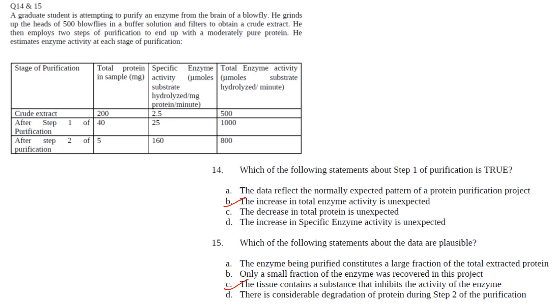Okay, the tissue contains a substance that inhibits the activity of the enzyme. That is why you got first around total enzyme activity as 500 and then it increased. That means that inhibitory compound was removed after the first purification step. That is why enzyme activity increased. So the tissue contains a substance that inhibits the activity of the enzyme is correct. Not only that, if you see, specific activity also increased drastically after step 2 of the purification. So all these will show that the tissue contains a substance that inhibits the activity of the enzyme.